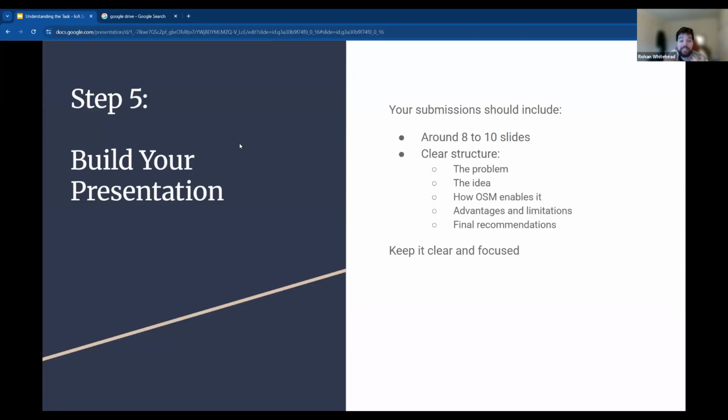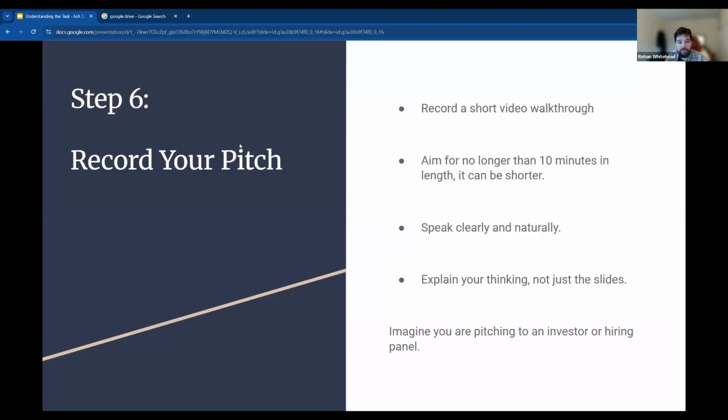And finally, building the presentation and presenting it itself. Generally speaking, we need your submissions to be about 8 to 10 slides, not too long, not too short, but a clear structure is what will really benefit you when it comes to judging. You need to make sure you clearly show the problem, the idea, how it relies on OpenStreetMaps, and its advantages and limitations. Make sure to keep your idea clear and focused.